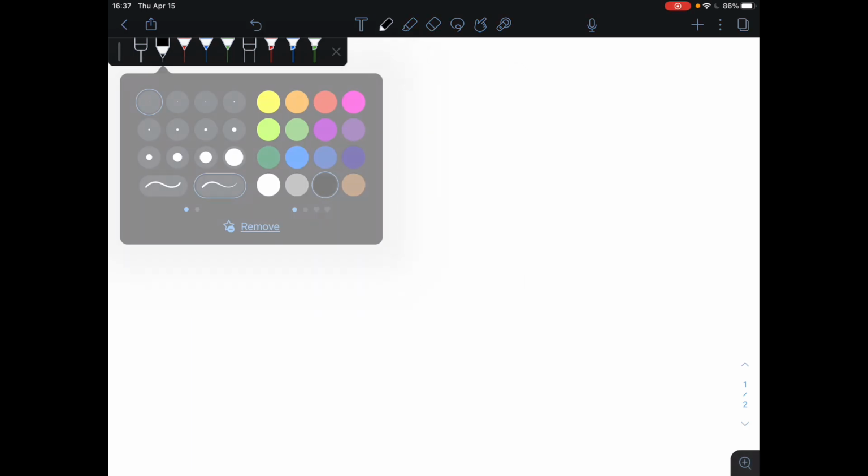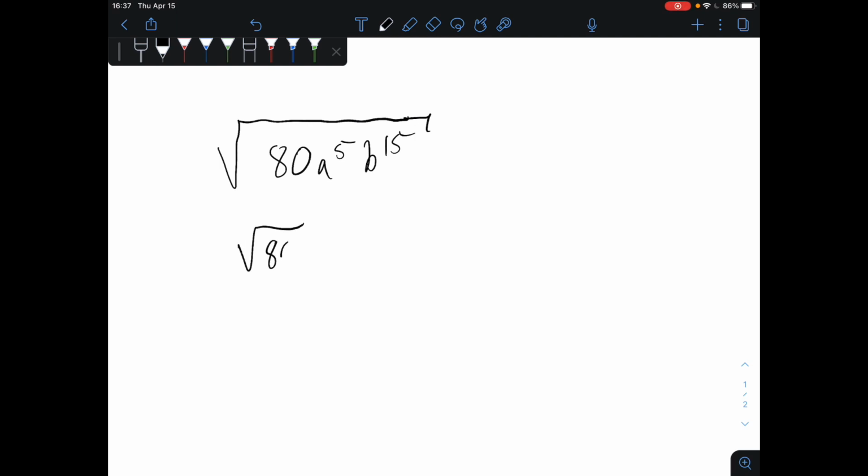All right. So our next problem looks a little intimidating, but never fear, Mr. Robert is here. Oh my gosh. So let's take a look at this. Again, let's separate this out. So we have the square root of 80 times the square root of a to the 5th times the square root of b to the 15th. Well, let's make our dotted lines here.